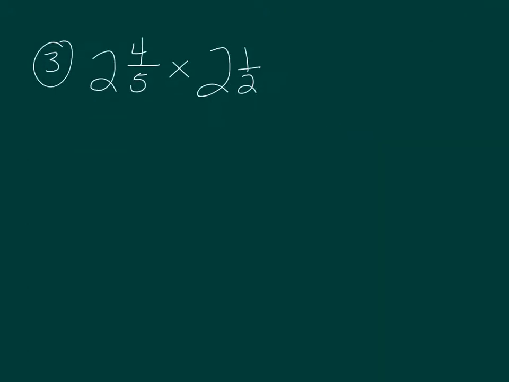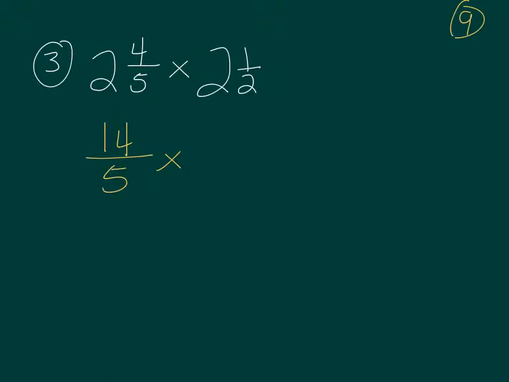Alright, last example is 2 4/5 times 2.5. So we'd round this up to 3, and we'll round this one up to 3 as well. So 3 times 3, we'll have a rough estimate that's going to be about 9. Then we got to turn these into improper fractions. So 2 times 5 plus 4. 2 times 5 is 10, plus 4 would be 14. 14 fifths, and that's going to be multiplied by 2 times 2 is 4, plus 1 more is 5.